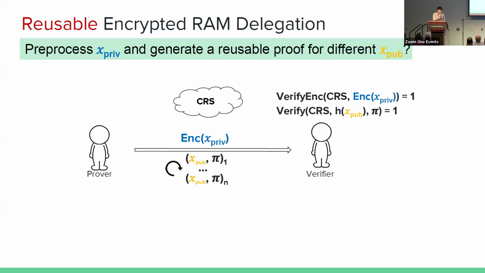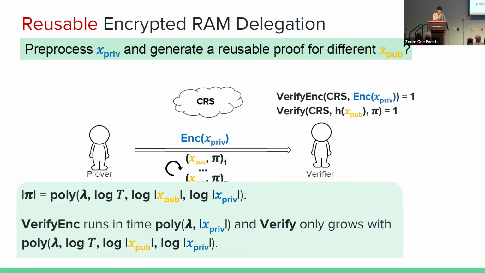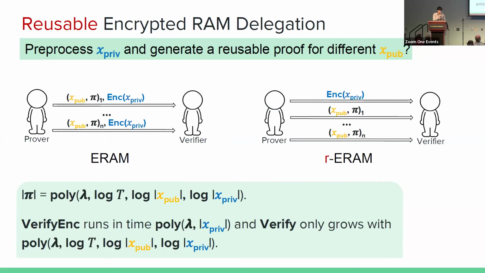So now the prover can start to send out multiple public inputs and delegated proofs to the verifier. And now the efficiency is that the proof pi is of size independent from both public input and private input. And the same for the verifier's running time, except that the verifier has to verify the encoding of X private, which grows polynomially with the size of X private. This is a comparison of the original ERAM and the new reusable ERAM.